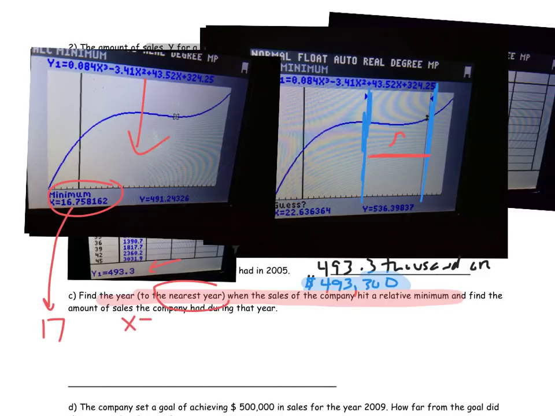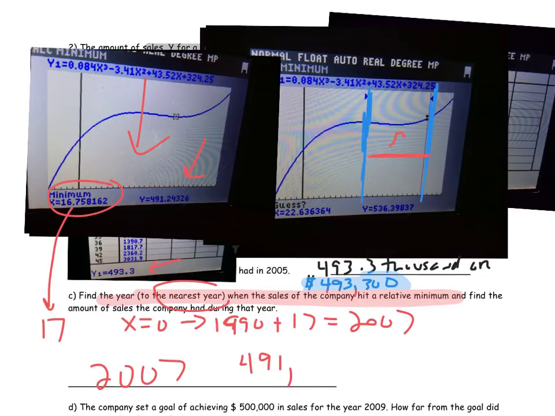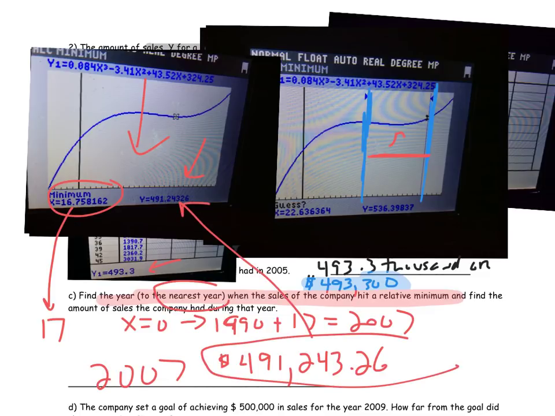Since 0 corresponded to the year 1990, I'm just going to take 17 and add it to 1990, which means the year is 2007, and the sales in thousands of dollars were $491,243.26. Again, how did I get that value? I just looked at the y value for that relative minimum, and I just took it and multiplied it by 1,000 because they told me the sales were in thousands.